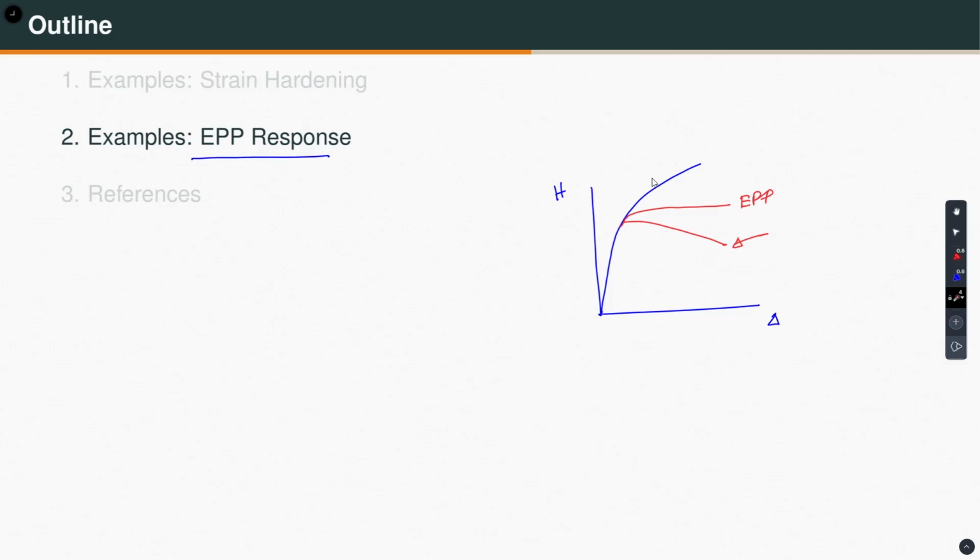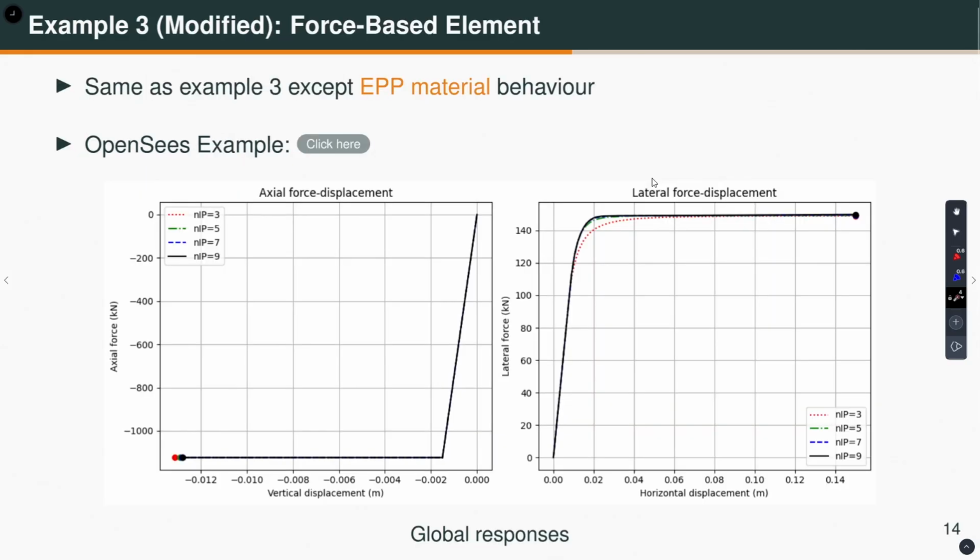So what I will do, I will change that alpha, the strain hardening ratio, to a very, very small value and redo the examples. Okay. Again, this example is also shared with you. This is the same example 3, but modified. How I am modifying it? Everything same. So this is my cantilever. Okay. I am using only one force-based element, but I am now using elastic perfectly plastic material behavior.